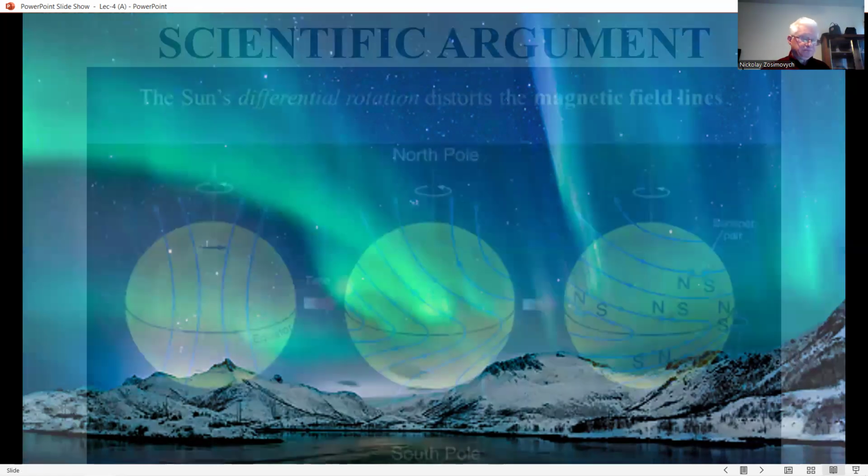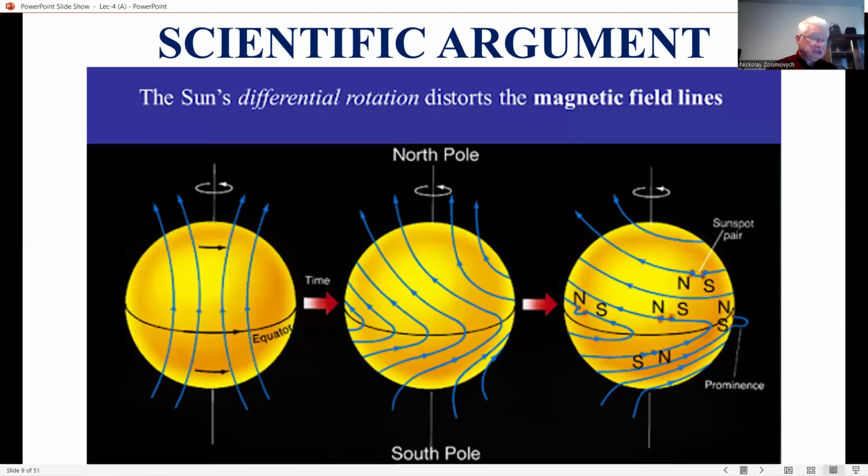But what kind of activity would the sun have if it didn't rotate differentially? This is a really difficult question, because only one star is visible close up. But nevertheless, you can construct a scientific argument by thinking about the Babcock model.